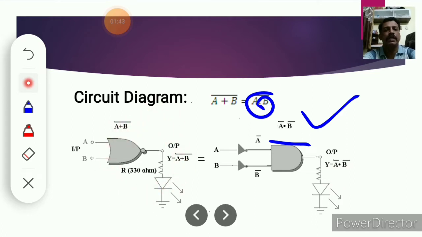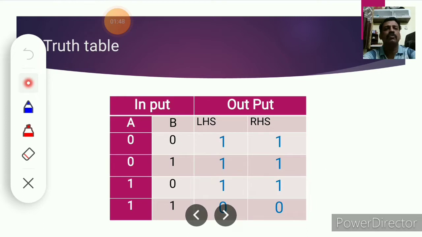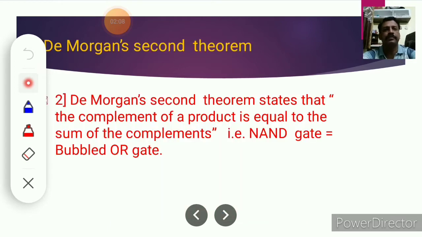So this is our LHS, this is our RHS, and here is the truth table. If LHS and RHS are the same for the input conditions A and B, that is 0 0, 0 1, 1 0 and 1 1, then we can say that our De Morgan's first theorem is verified. So we can verify this with the help of our kit.